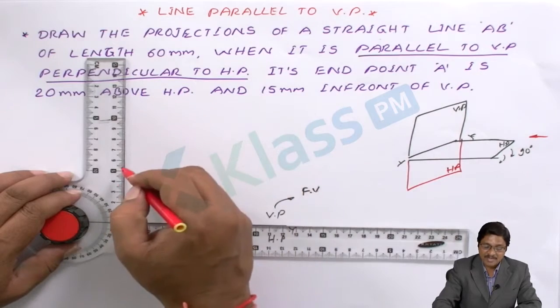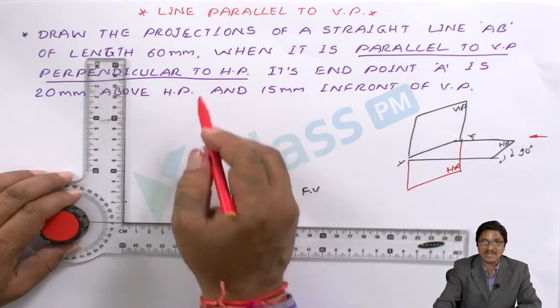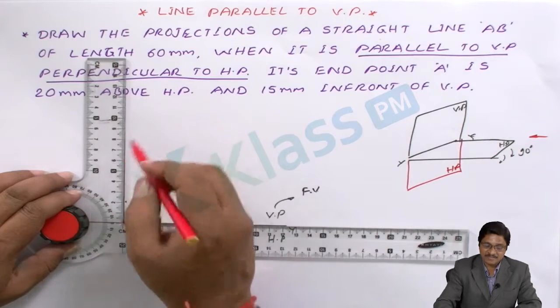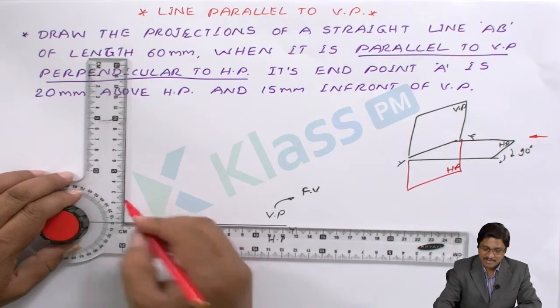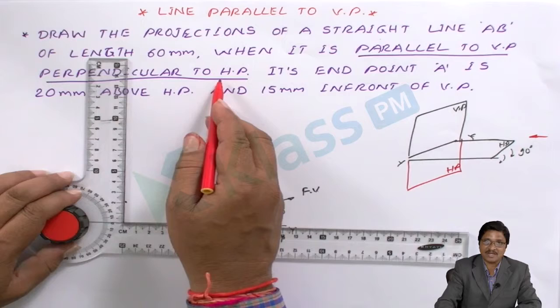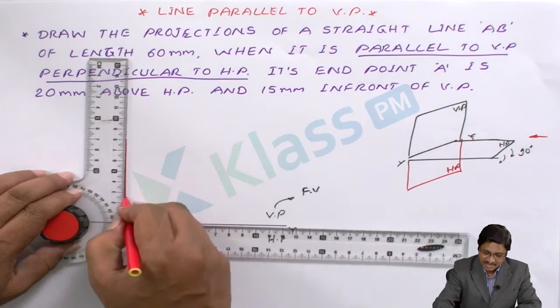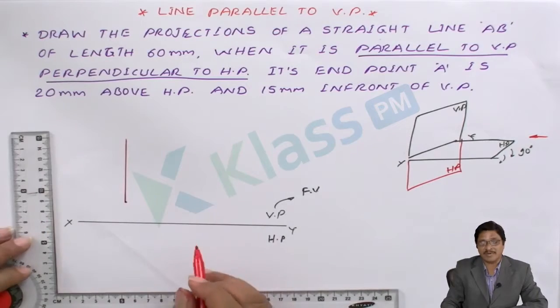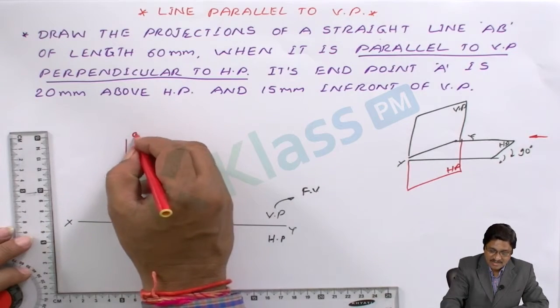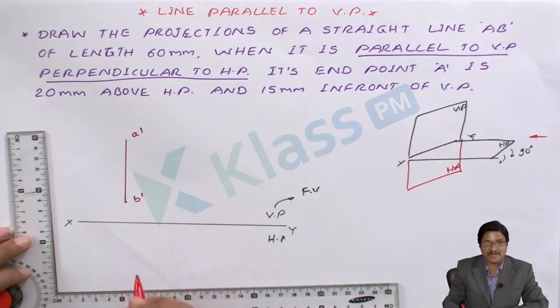Why do you have to draw the perpendicular? The front view is nothing but the details of HP. What are the details of the HP? One is that the end point is 20 mm above. After that, it is perpendicular to HP. So whenever it is perpendicular, simply draw the perpendicular only. So now the end point: let us assume this is A dash and this is B dash.